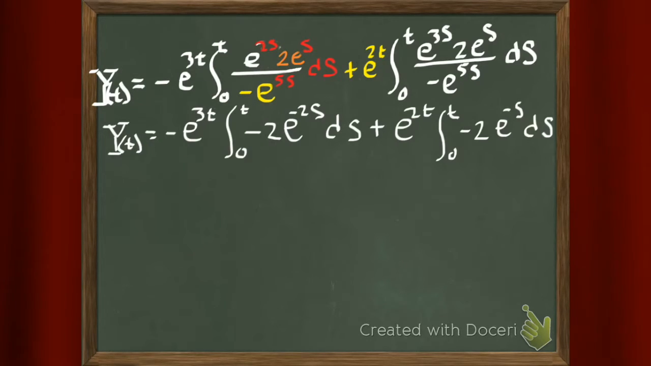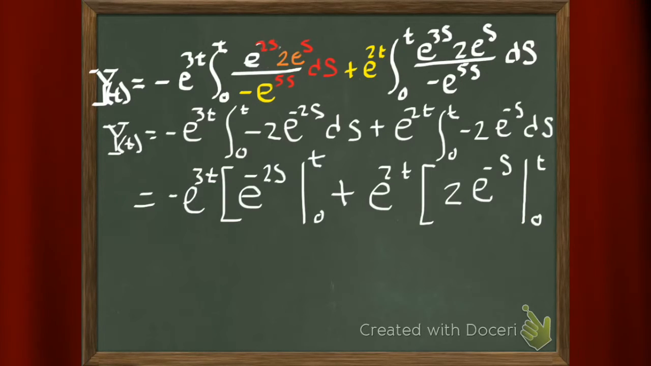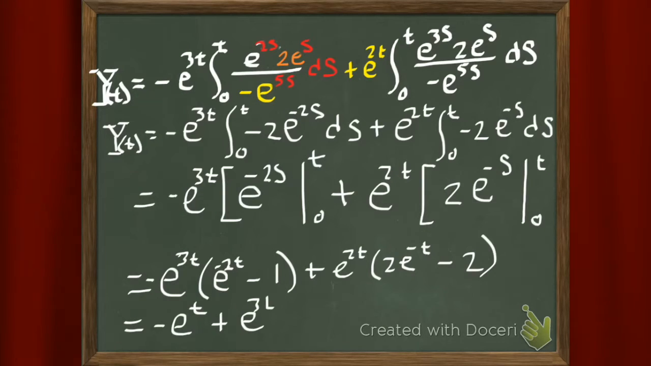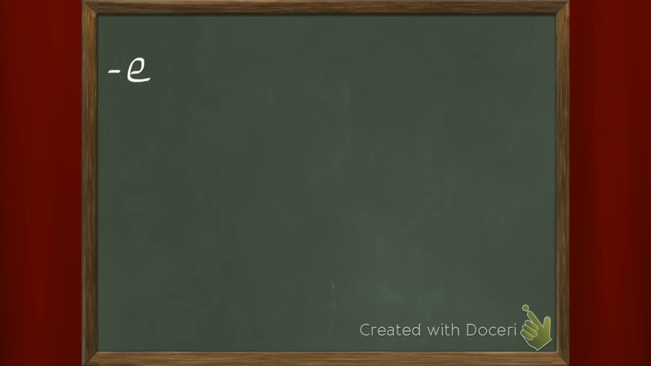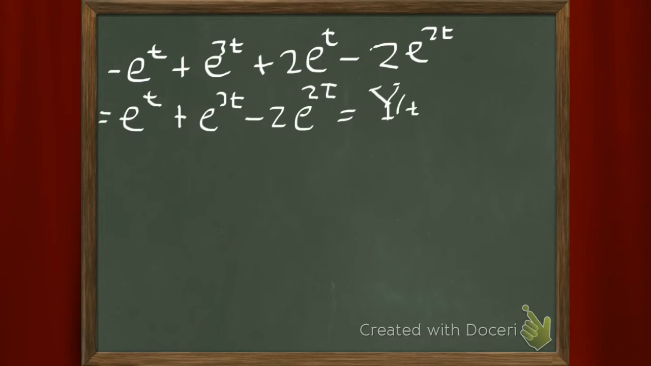Now we can integrate each one of those parts and evaluate it from 0 to t. And then upper minus lower. It's fundamental. It's the fundamental theorem of calculus. Let's distribute that in there. I need some more room. I'm rewriting what I had there. Now what? Combine like terms.